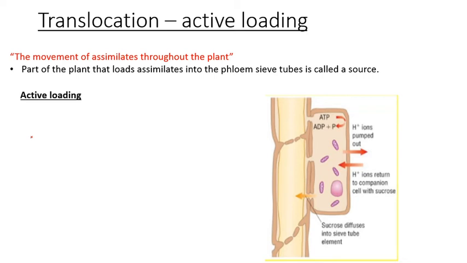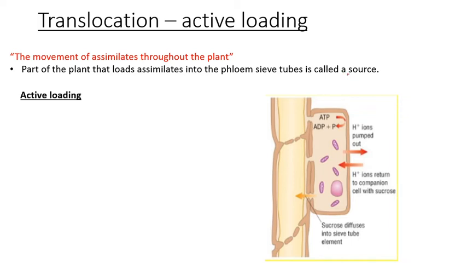Okay, so this bit is now the final part of plant transport, translocation. Active loading. So we get to see how the sieve tube elements, which are the name of the cells that make up the tube, and the companion cells work together to move sucrose into the sieve tube elements and move sucrose out of the sieve tube elements. Translocation does have a definition, it's in red: the movement of assimilates throughout the plant.